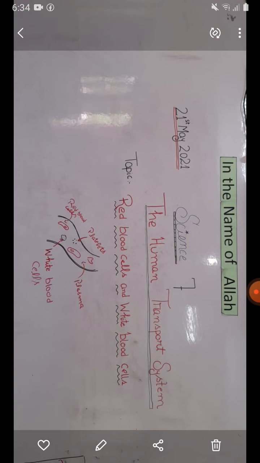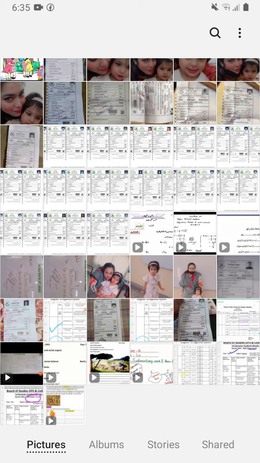A diagram is shown in which the picture of red blood cells, white blood cells, platelets, and plasma is very clearly mentioned. Also read that, and that is all for today.